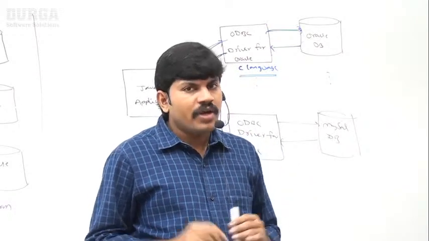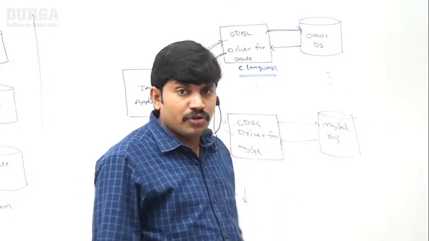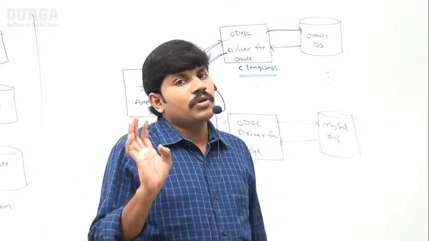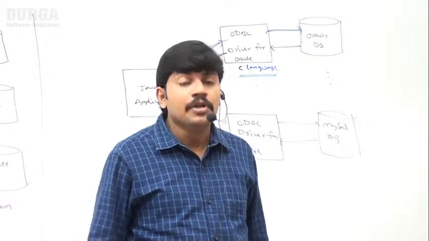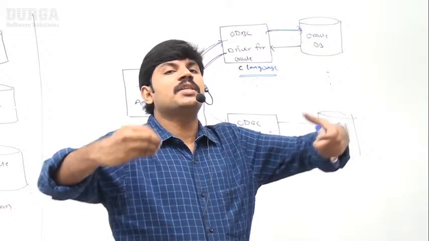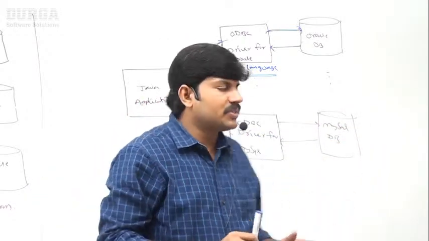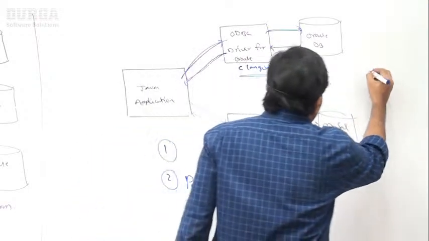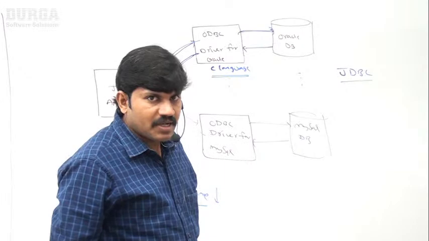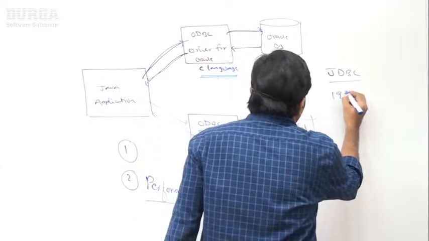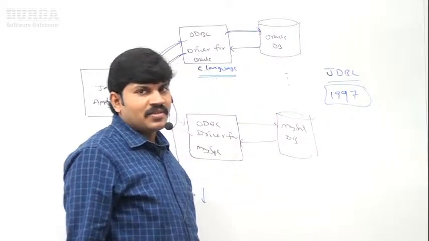So why is this otherwise beautiful ODBC concept not recommended for Java? We miss the platform independent nature, and there may be performance problems. To overcome these problems, some people next introduced the JDBC concept, in 1997. Remember this. Sir, in which year did the ODBC concept come?